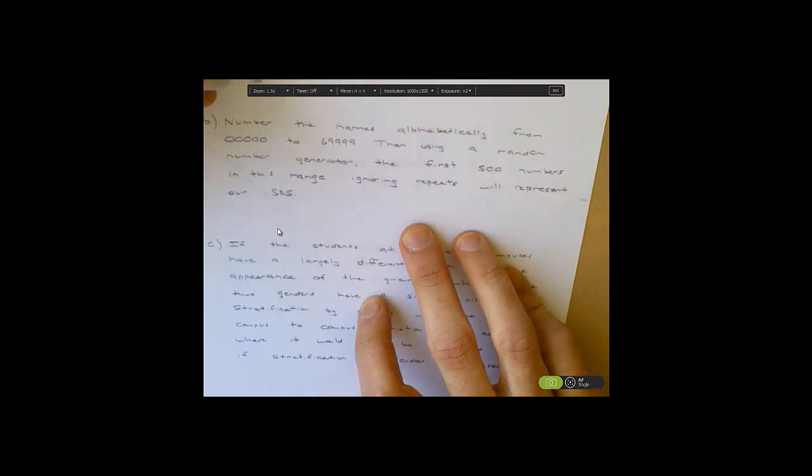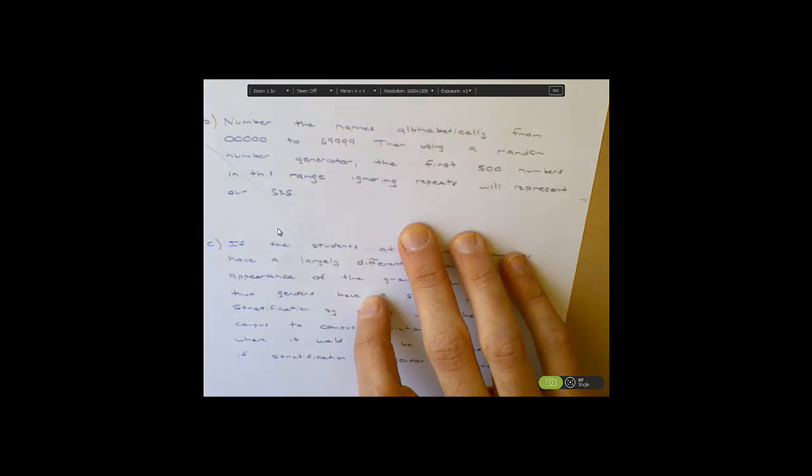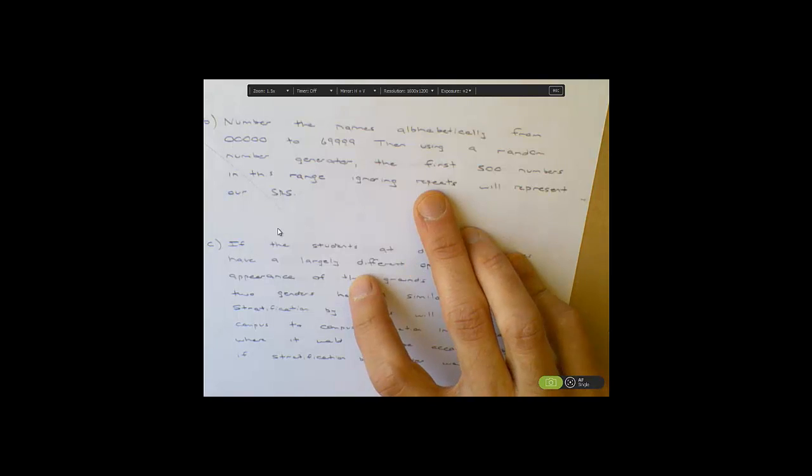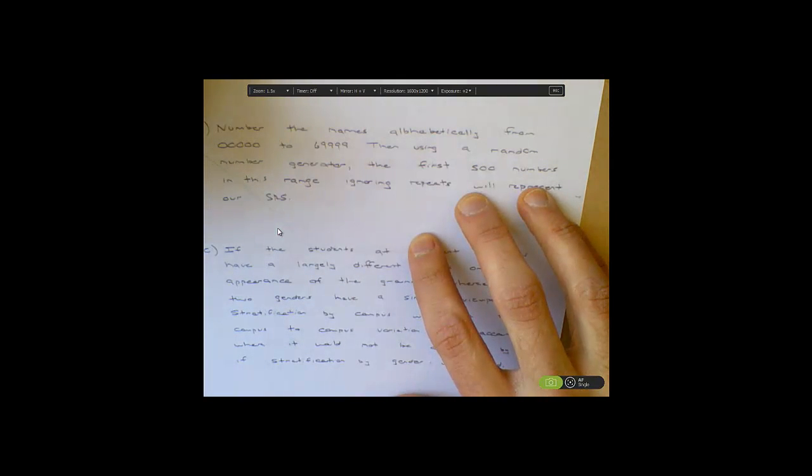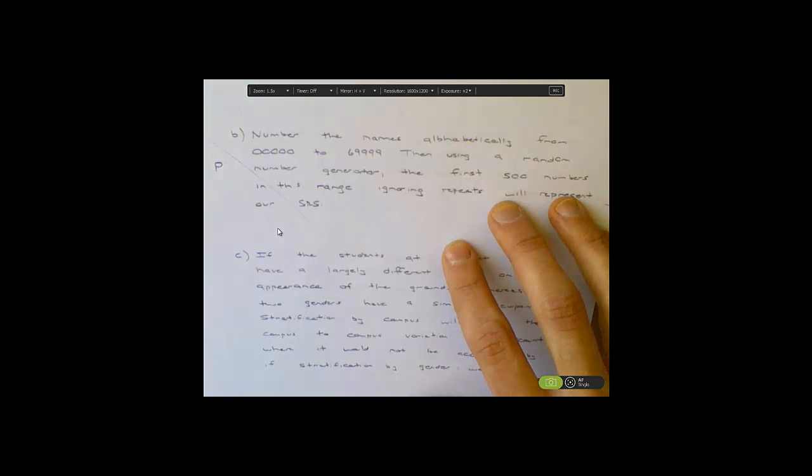Okay, so I said number the names alphabetically from 0 to 69,999. So that's component 1, assigns numbers to the names. Use a computer random generator, and the first 500 numbers in this range, ignoring repeats, will represent a simple random sample. So I've done component 2. Component 3 I have not done. I have not followed up and said I need to select those students whose names correspond to those 500 numbers. So I've done 2 out of the 3 components. This would represent a P, partially correct.